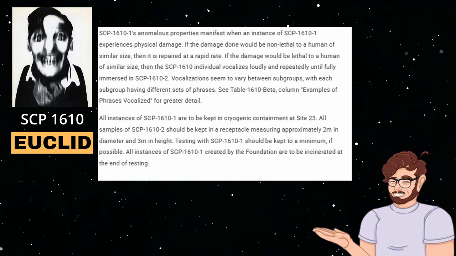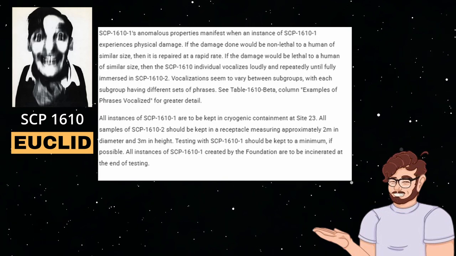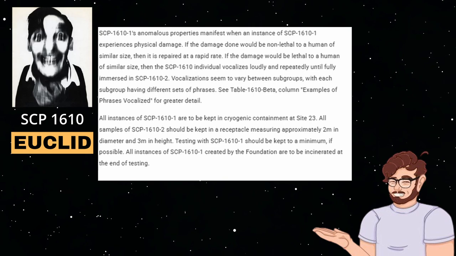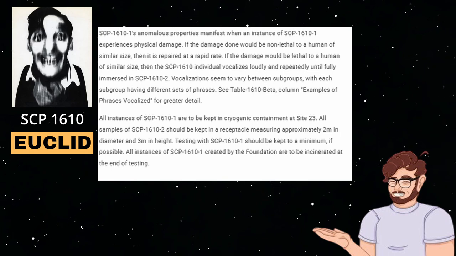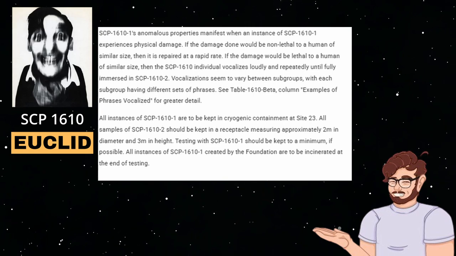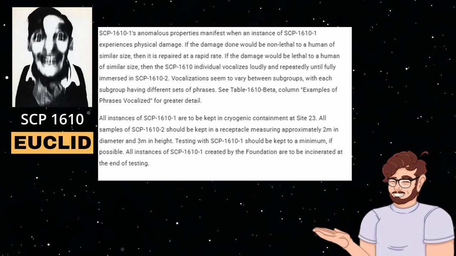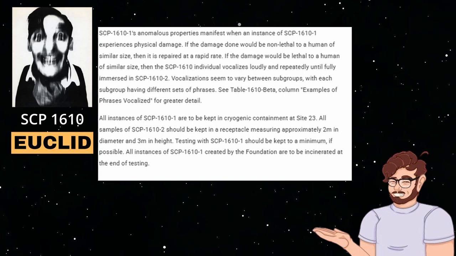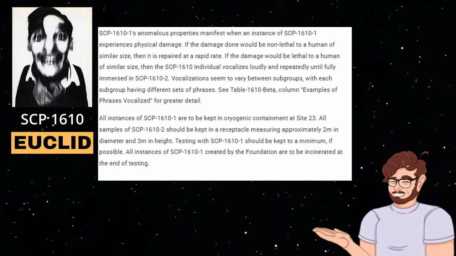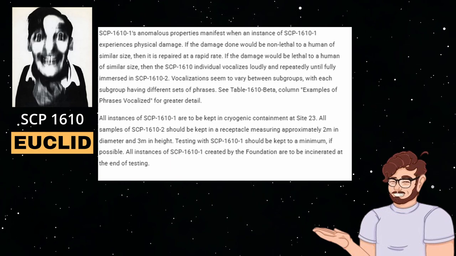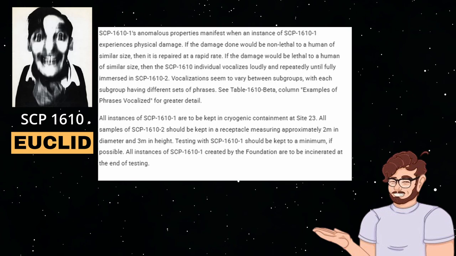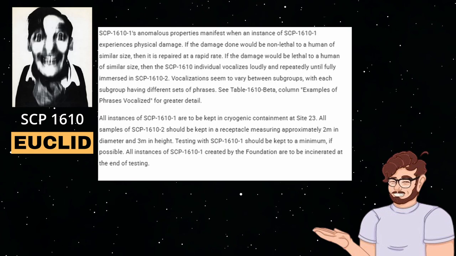All instances of 1610-1 are to be kept in cryogenic containment at Site-23. All samples of 1610-2 should be kept in a receptacle measuring approximately 2 meters in diameter and 3 meters in height. Testing with 1610-1 should be kept to a minimum, if possible. All instances of 1610-1 created by the Foundation are to be incinerated at the end of testing.